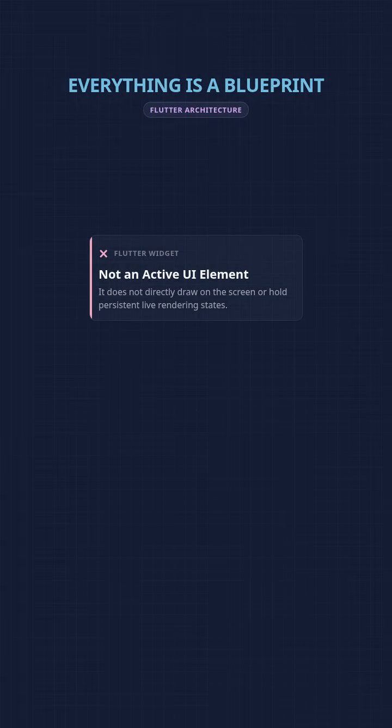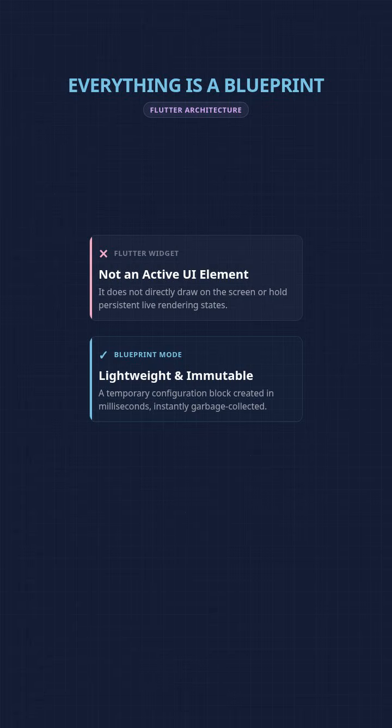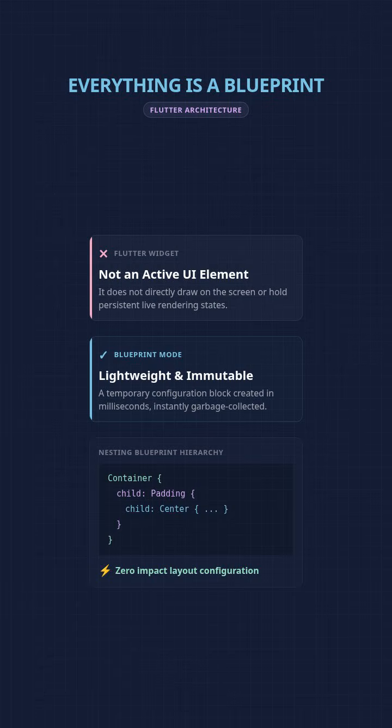In Flutter, a widget is not an active screen element. It is a lightweight, immutable blueprint. When you nest a padding widget inside a container, which sits inside a center widget, you aren't drawing pixels. You are building an immutable configuration tree. This tree is incredibly cheap to create, destroy, and rebuild hundreds of times per second.